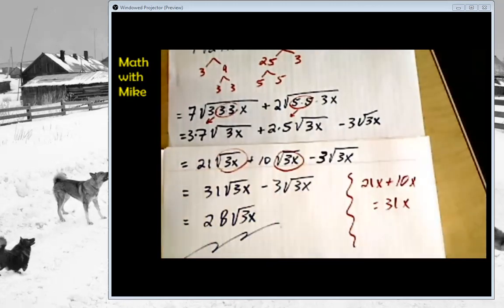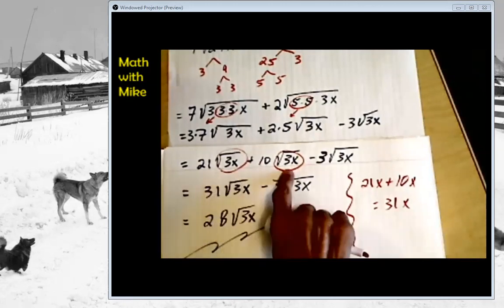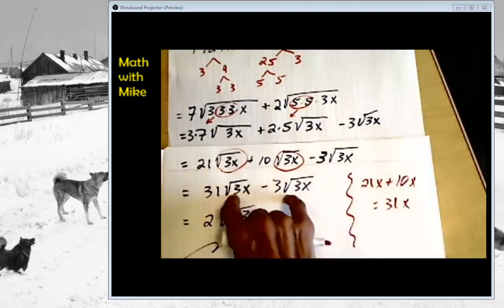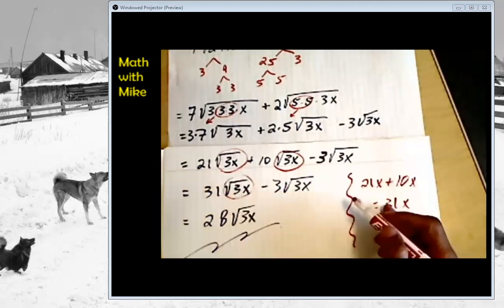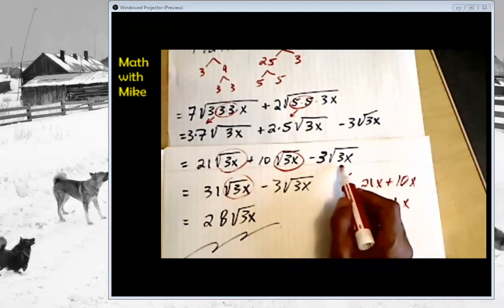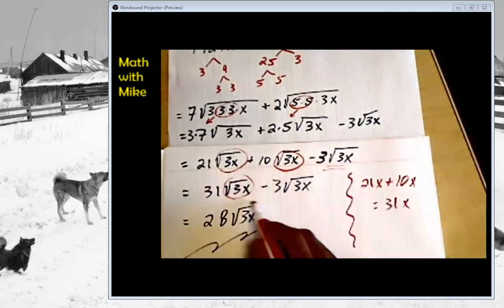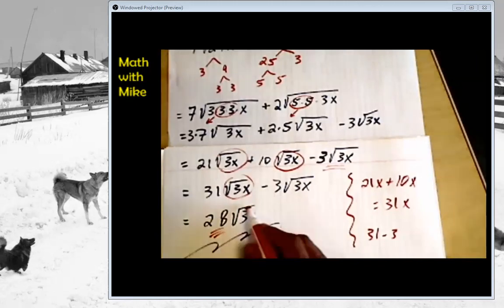Okay, in your head, you could say bananas if you want, right? 21 bananas plus 10 bananas. How many bananas? I just add them up, right? Stays the same. Over here, we got minus 3 root 3x. See? So that's the same as these, so they combine together. So now you just got 31 minus 3. What does that work out to be? 28. 28 what? 28 of these things. Final answer.